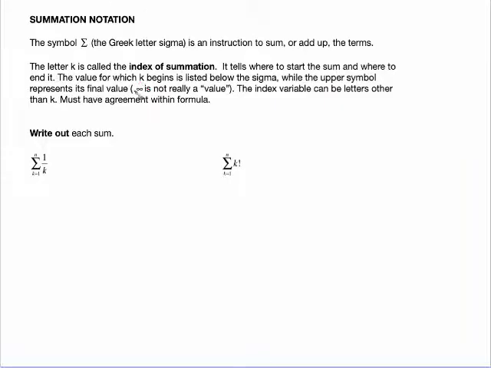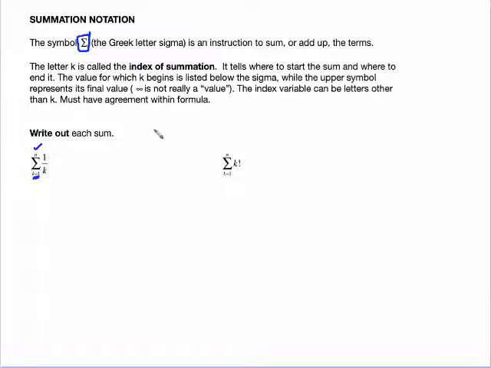Now let's get into sums. This symbol right here, that's the Greek letter sigma, is telling you to find the sum or add up the terms. Now, to understand these things, this letter K right here is called the index of summation. It tells you where to start the sum and where to end it. The value for which K begins is listed below, while the upper symbol tells you the final sum.